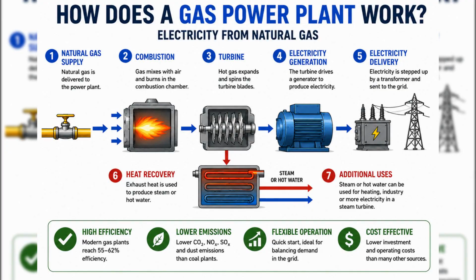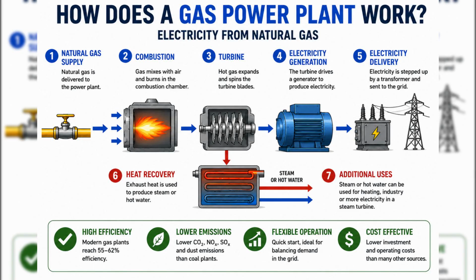Gas power plants are among the most important energy sources in the modern world because they can respond to changes in electricity demand far faster than many other types of power stations. But how does a power plant actually transform natural gas into usable electricity?